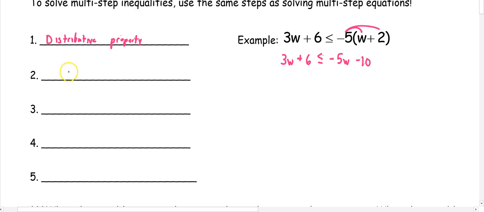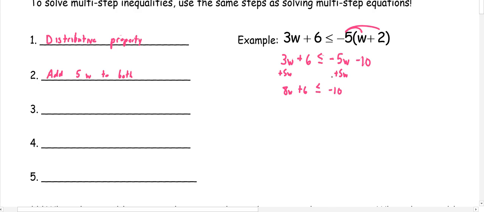Then the second step, we need to get our variables together. So we're going to add 5w to both sides. And we're adding it because it was already negative. So we're going to add 5w to both sides. We get 8w plus 6 is less than or equal to negative 10.